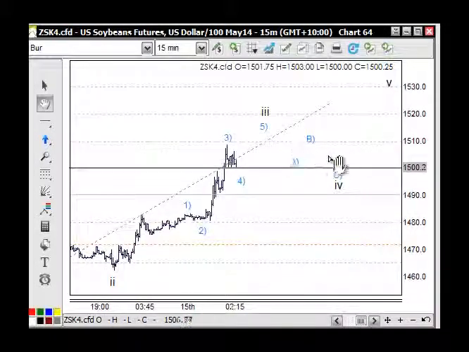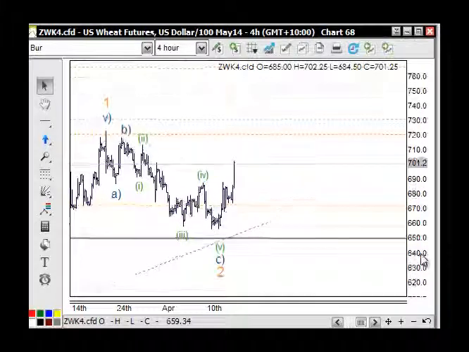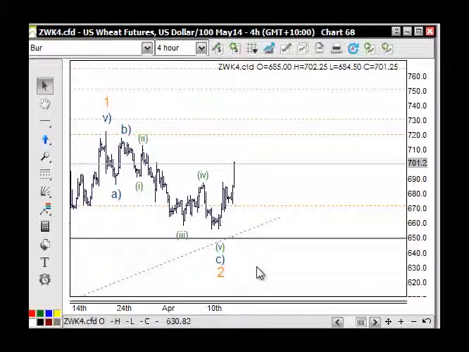So if this moves away from here, then it will catch up pretty quickly at this point. Our wheat trade that we entered or looked at entering yesterday has taken off nicely, and it's nice really because it helps us confirm that this wave 2 is in place.